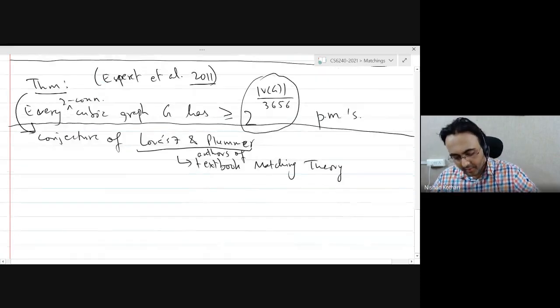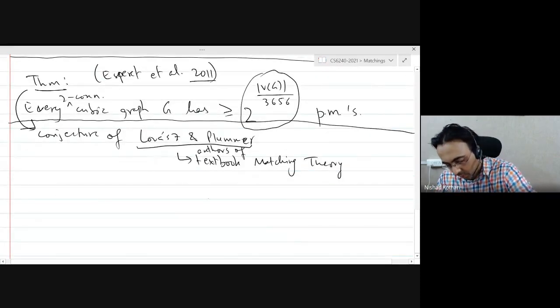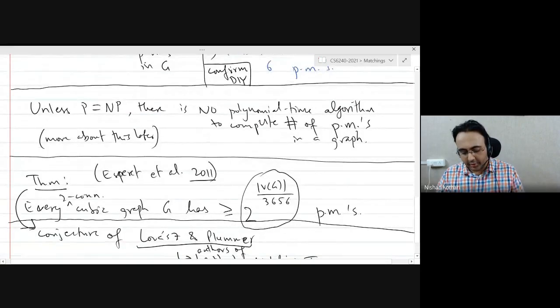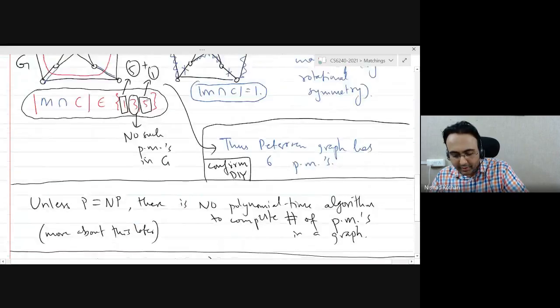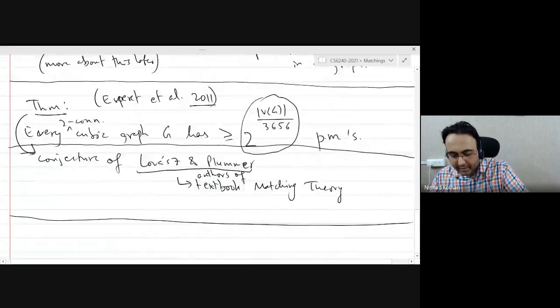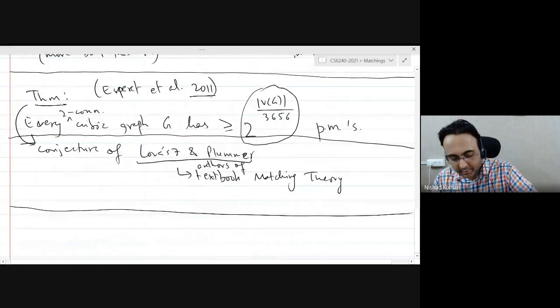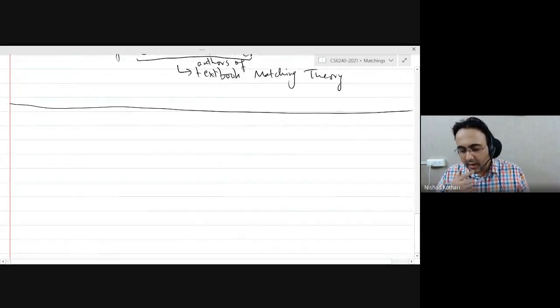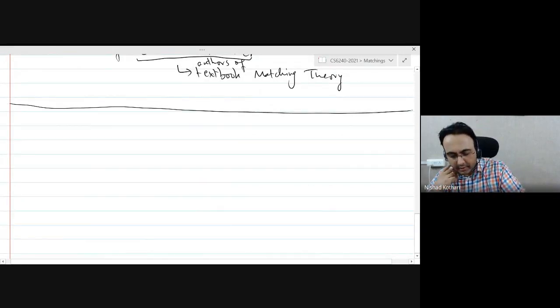So what I wanted to tell you is that cubic graphs in general have much stronger perfect matching related properties. It's not just that they have a perfect matching, they are matching covered, and in fact, they have exponentially many perfect matchings as per this theorem. Any questions or concerns regarding all of this?